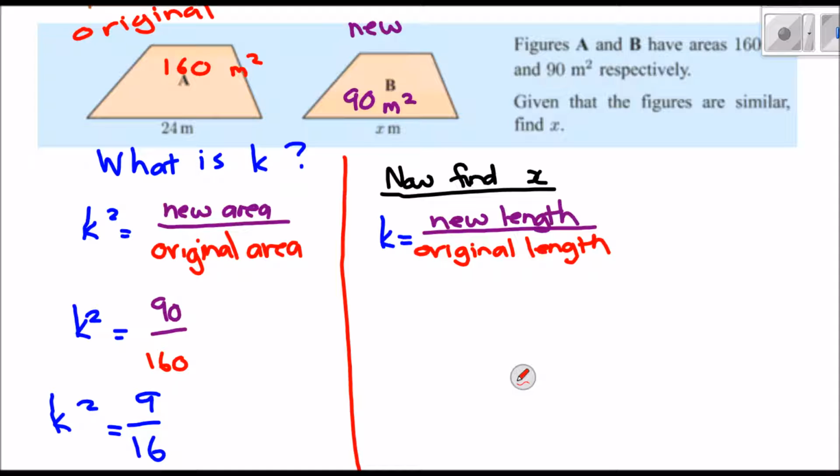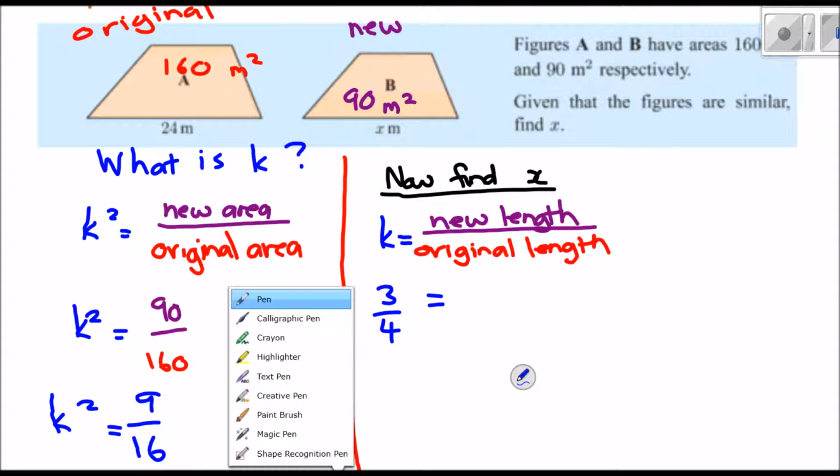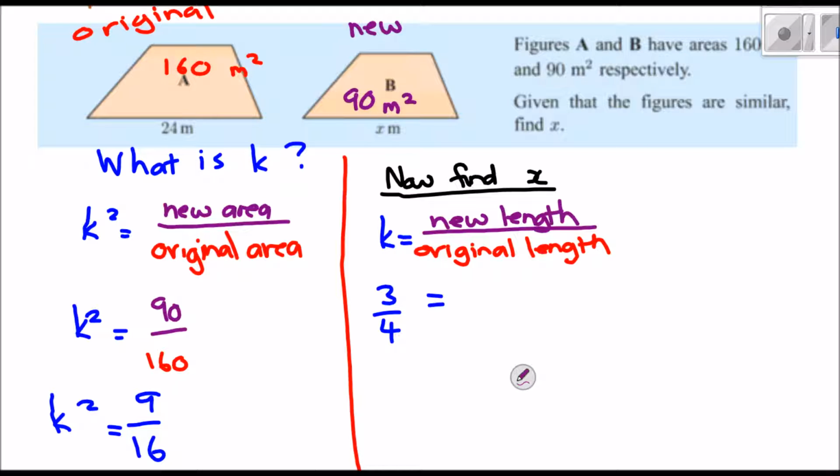According to our diagram above, the new length is X and the original length is 24. So let's sub in what we know K is. We know K is 3/4, split that out, and the new length is X, and the original length is, what was it again, 24, according to the diagram. And then we get to use a lot of cross multiply in these weeks. We're going to cross multiply, it's good practice for that algebra skills, cross multiply and solve for X.